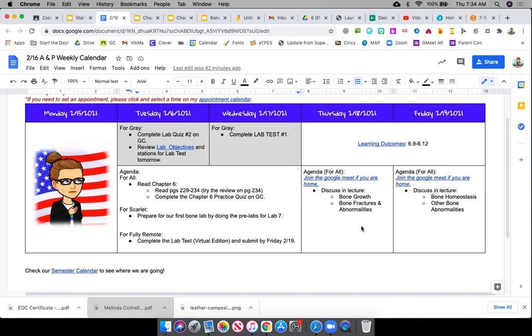All right, so today we would have been discussing bone growth and fractures and abnormalities, and then tomorrow we're going to finish it up with homeostasis. So we're still in chapter 6. I still want to discuss this and get any questions for that. So that's the purpose of today. So let's go ahead and get started.